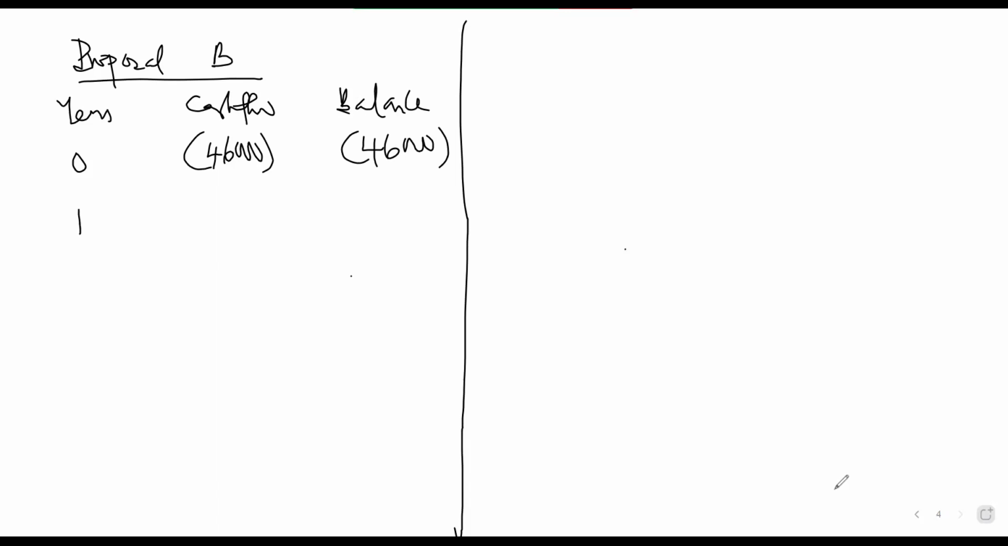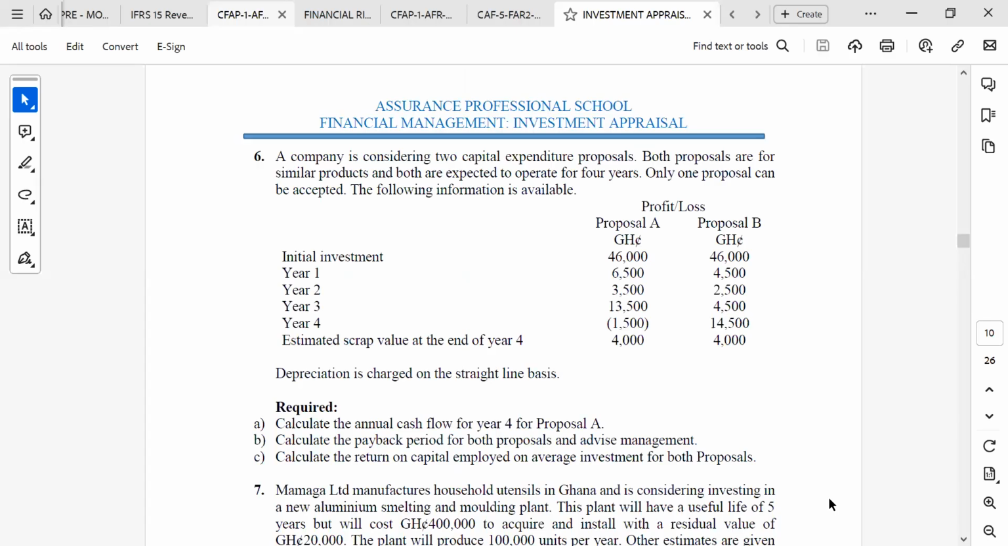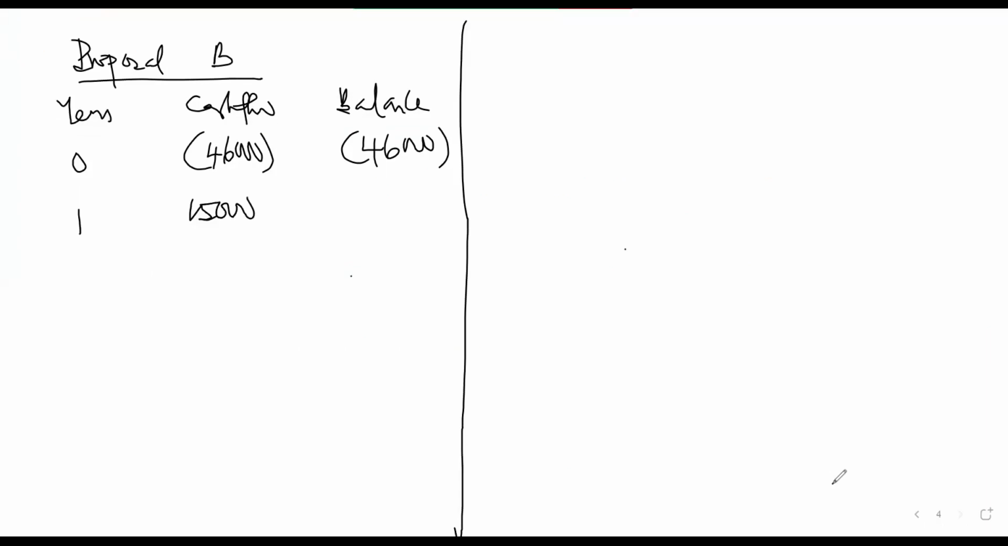Year 1, what will be the cash flow for year 1? Would that be 15,000? Is it going to be 15,000? It's 4,500 plus the depreciation. The depreciation will be the same for the two. Depreciation is the same for all of them. So 10,500 plus 4,500, 15,000 minus 46,000. The balance will be 31,000.